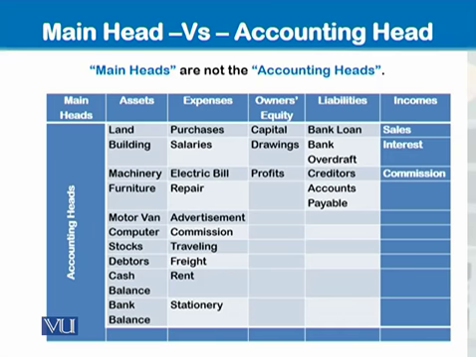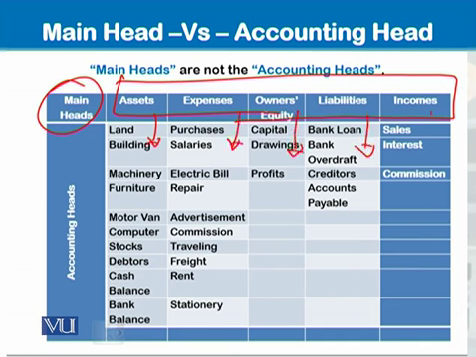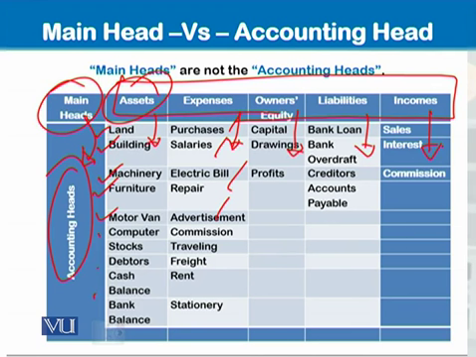Very important to learn is the relationship between main heads and accounting heads. You see that these are the 5 main heads of accounts at the top row. And below each main head, you can see the accounting heads. These accounting heads are in fact subheads of the main heads. Assets are the main head; their subheads include land, building, machinery, furniture, motor vehicle, etc. Expenses is the main head, which includes purchases, salaries, electricity bill, repair, etc. Owner's equity: the accounting heads are capital, drawing, profits. Liabilities include bank loan, bank overdraft, creditors, accounts payable. Income includes sales, interest, commission, etc.